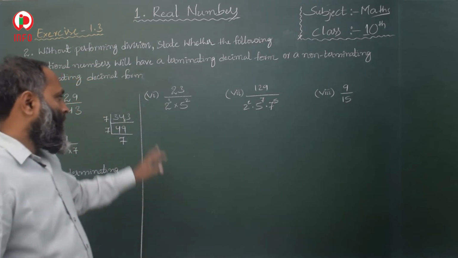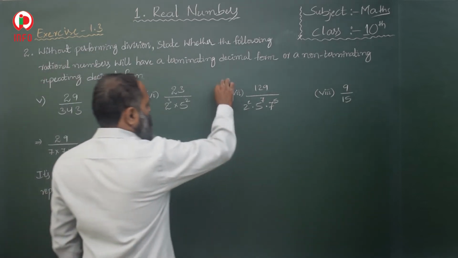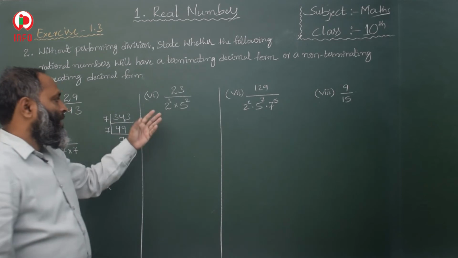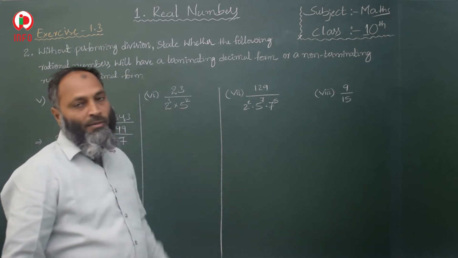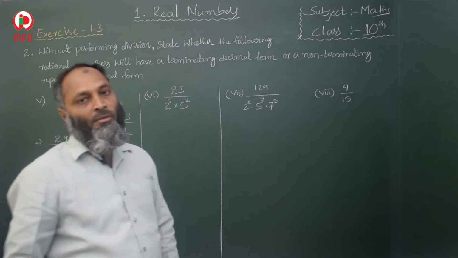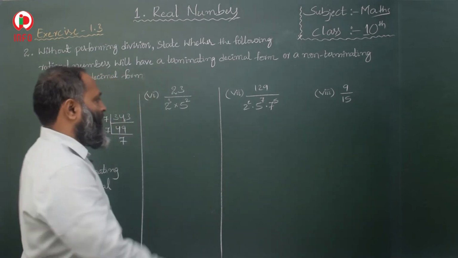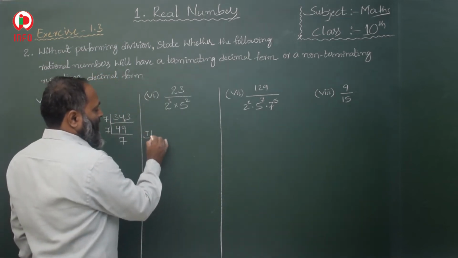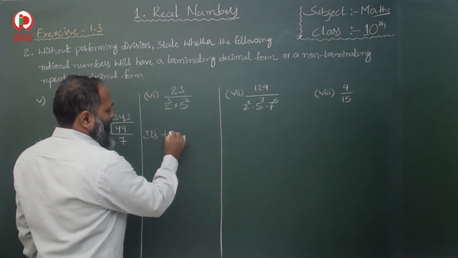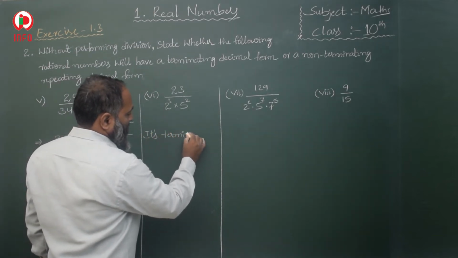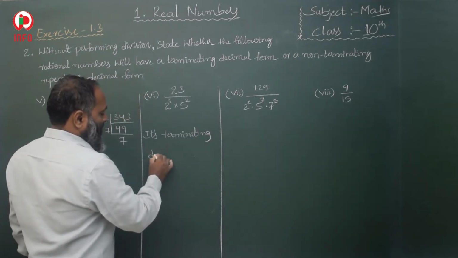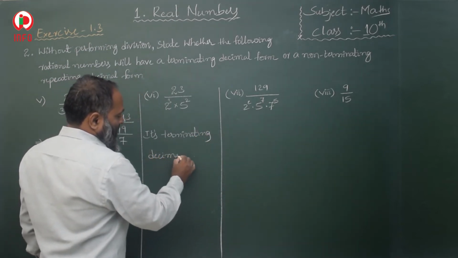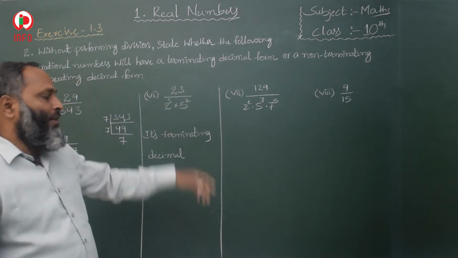Okay. The next one, it is very easy to say. Either it is terminating or non-terminating. So here the denominator is a product of 2s and 5s. If the denominator is a product of 2s and 5s, it is a terminating decimal. It's very simple. It's terminating decimal, because the denominator is the product of 2s and 5s.